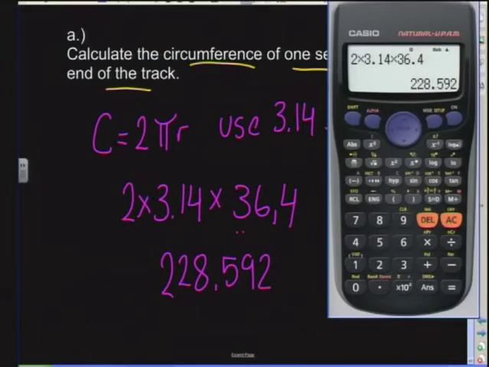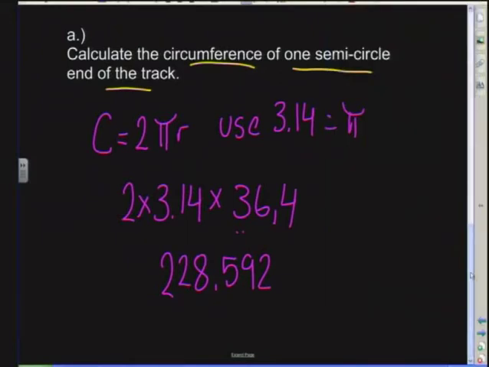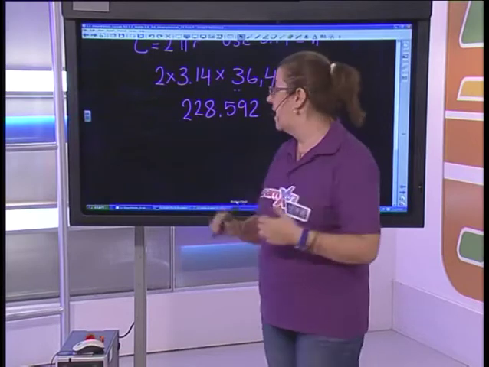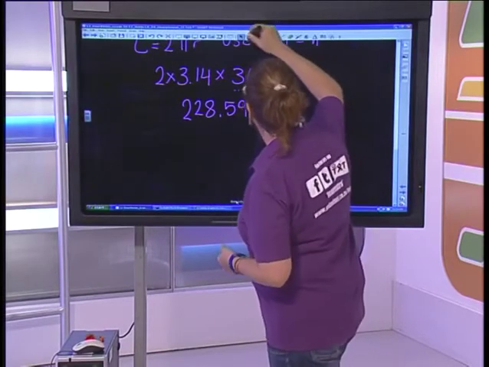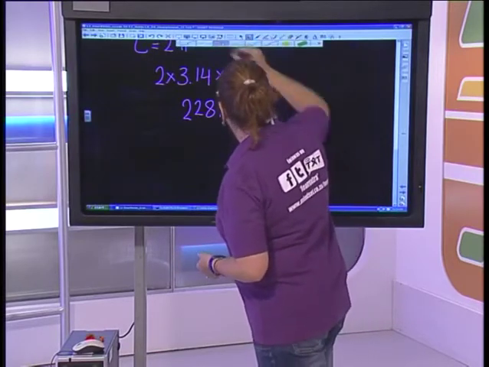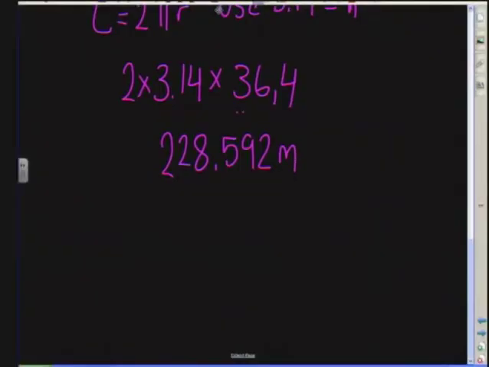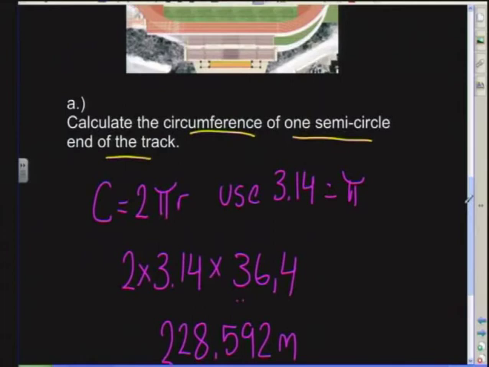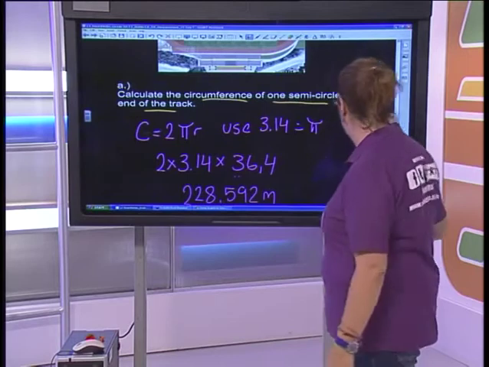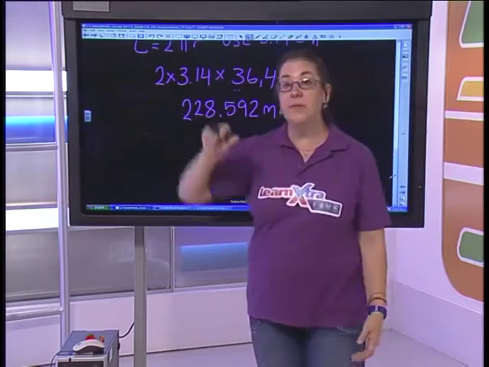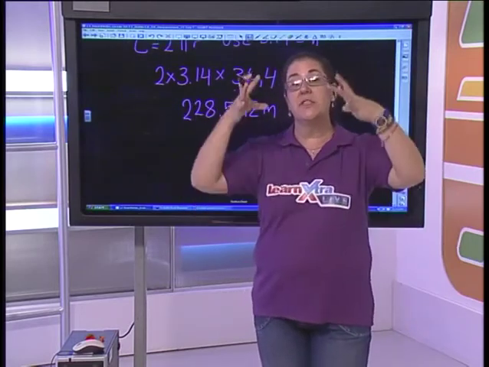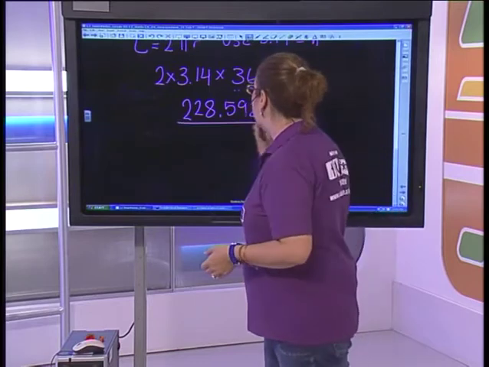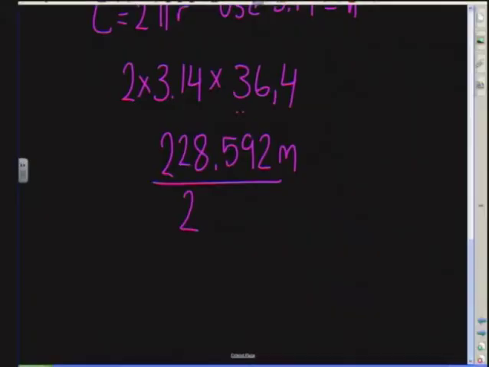I haven't rounded it off because I have to think about this for a moment. Have I got the right answer? So this would be meters. I'm going to go back and reread the question because I think I've missed something out. It says calculate the circumference of one semicircle. Now what I've done with this formula is I have created a full circle. I've calculated the circumference of a full circle. So I need to take that and divide by 2 to get 1.